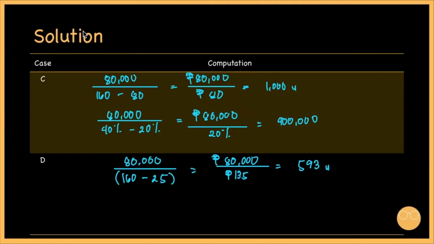Therefore, in terms of the break-even points in units, we can now get 1,000 units. In terms of the break-even points in amounts, that will be 80,000 divided by 40% less 20%, or 80,000 divided by 20%, you should be able to get 400,000 pesos.